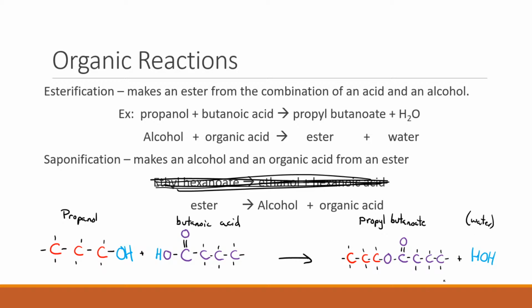And if I look at this backwards, an ester plus water is going to make an alcohol and an organic acid. This is a reversible thing. Depending on the conditions, I can make this go forward or backward, right? Esterification, saponification being equal but opposite.